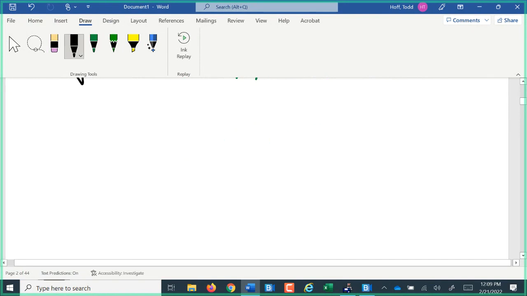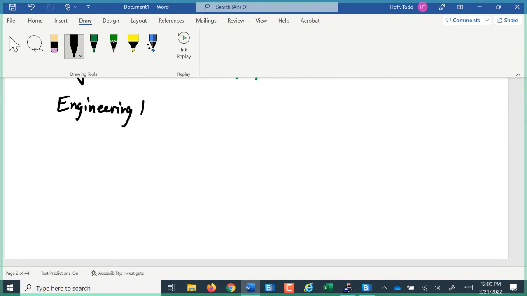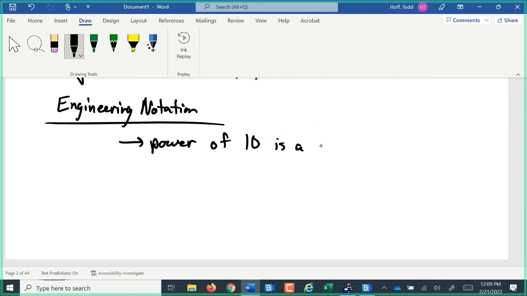Something that does come up is something called engineering notation. Engineering notation is a variation of scientific notation. Only the power of 10 is a multiple of 3. So 0, 3, 6, 9, 12, 15, negative 3, negative 6, negative 9, and so on. Because of that, that means that we can't stick to that one digit in front of the decimal point. We have 1 or 2 or 3 digits for the decimal.